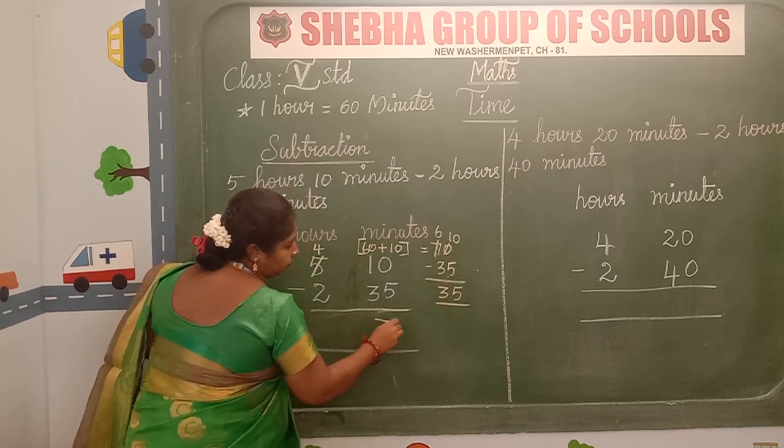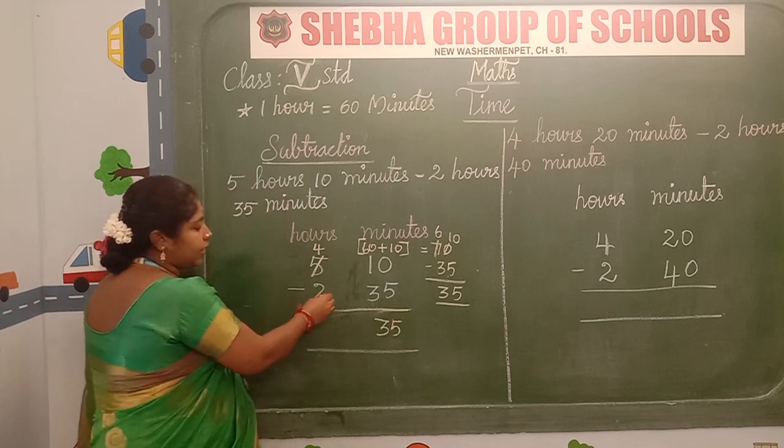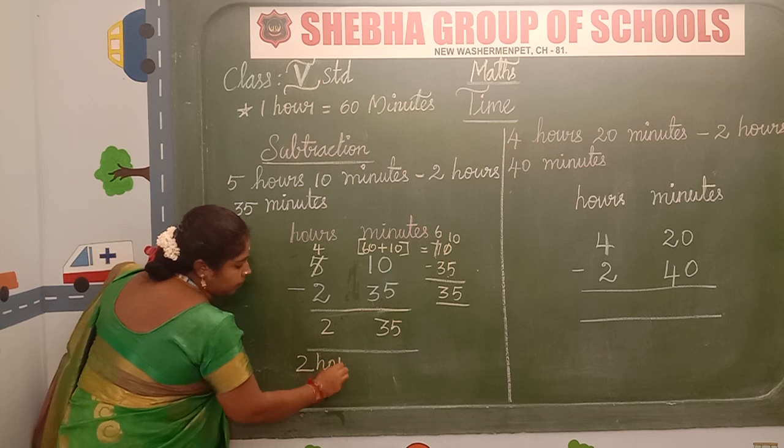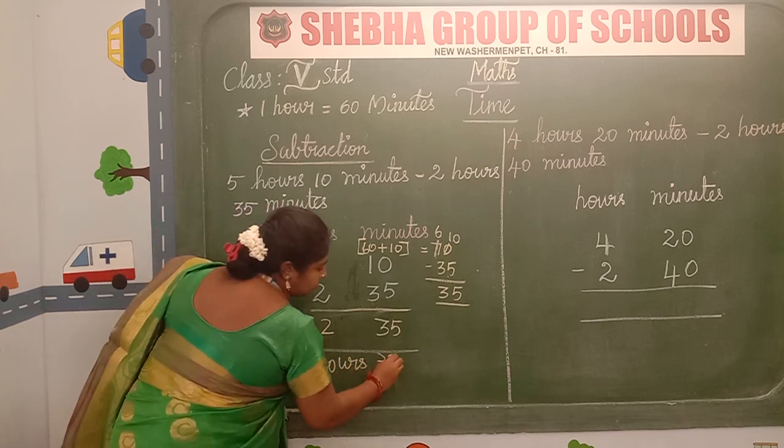35. 4 minus 2, 2. So the answer is 2 hours 35 minutes.